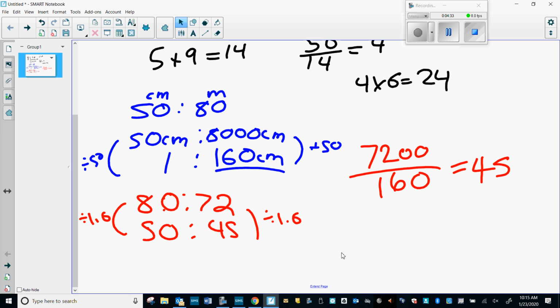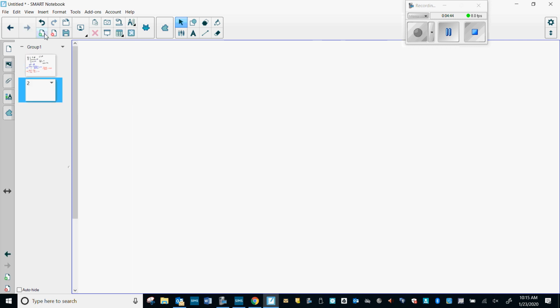Okay, and why did you do 7,200? Because 72 was in meters, so I converted it to centimeters. Okay, so yes. We all good? Right, next page.